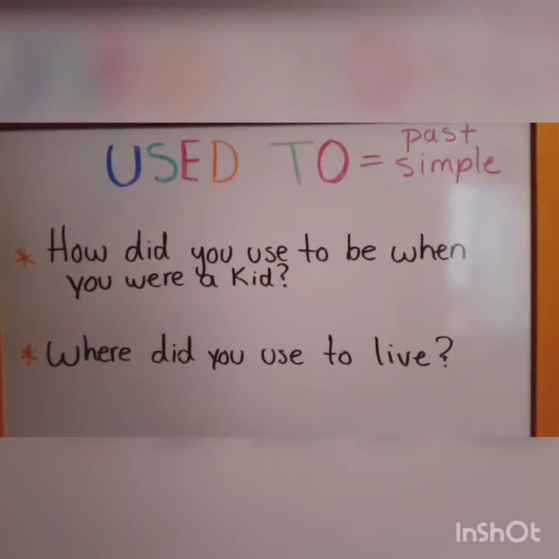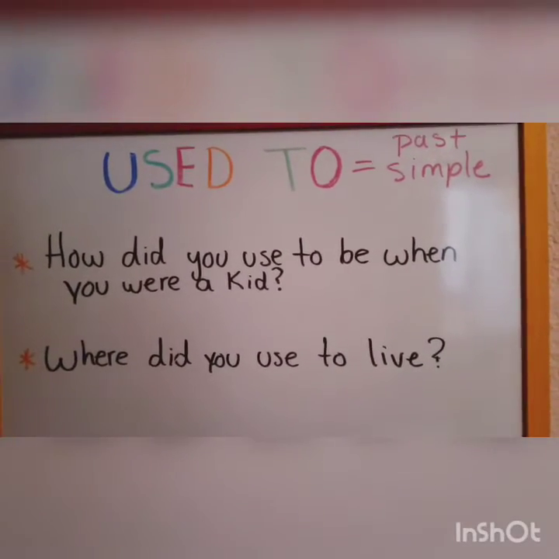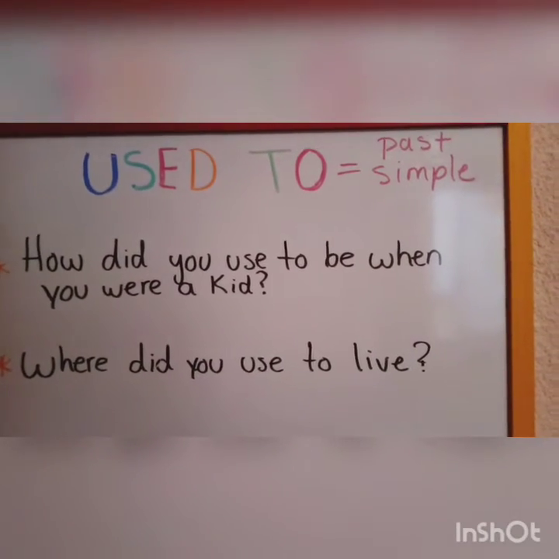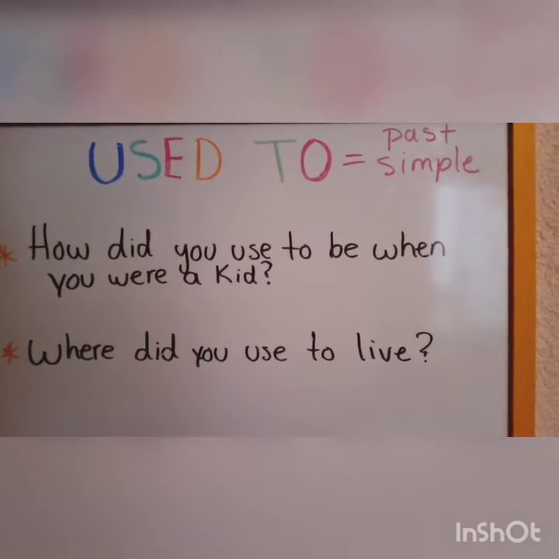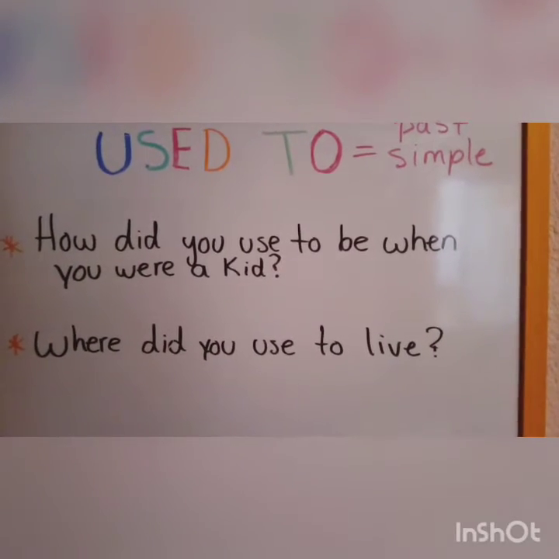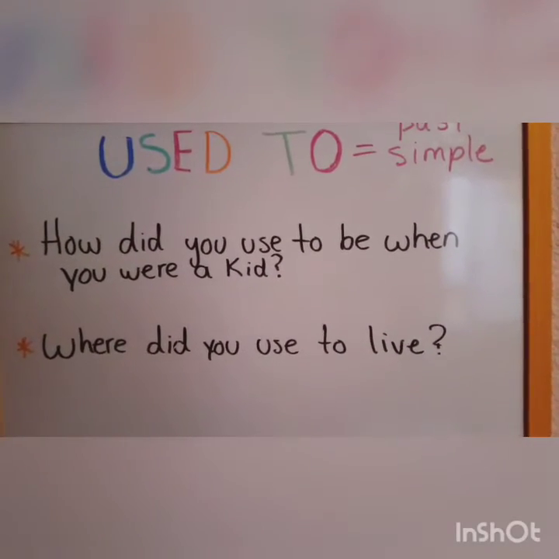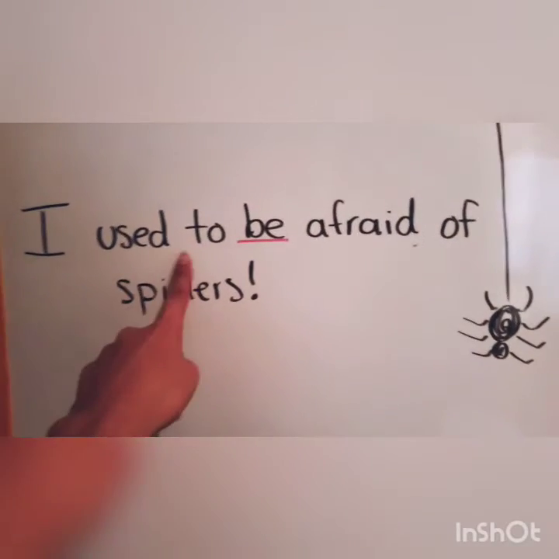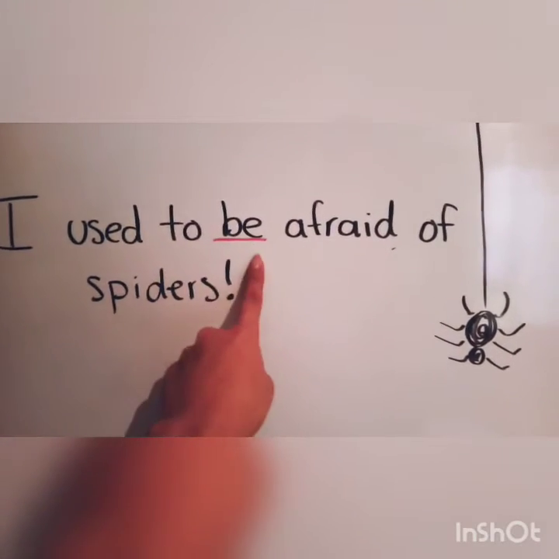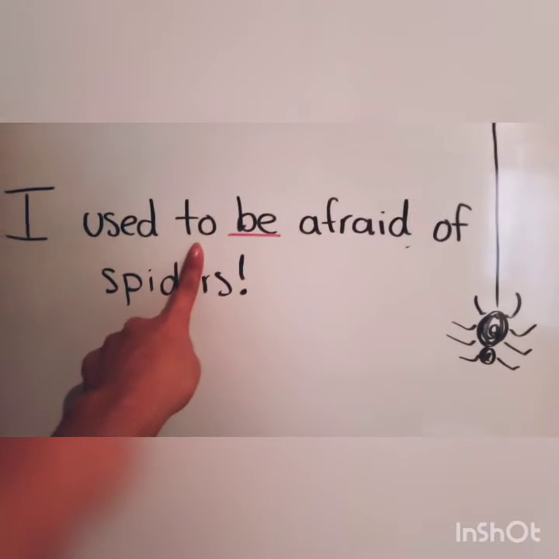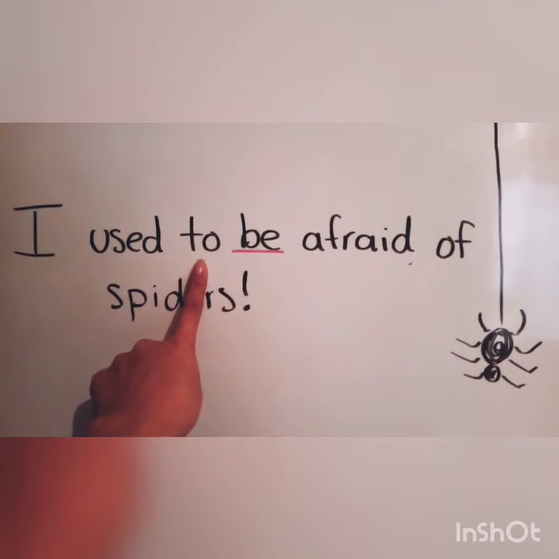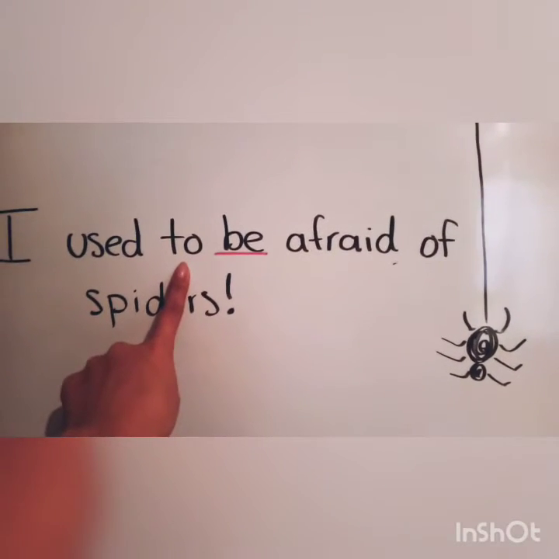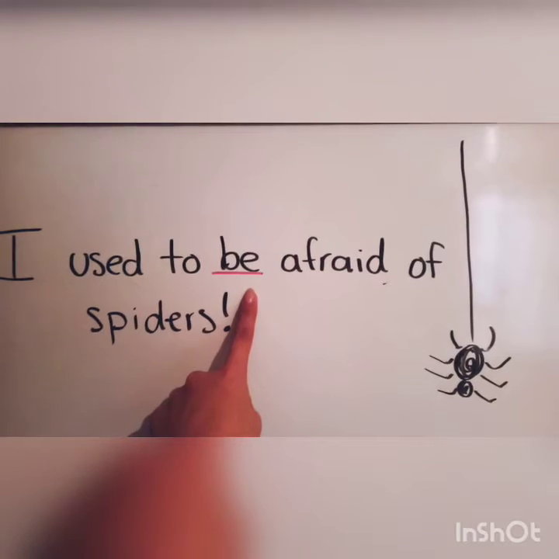It's important to say that we use used to for things that are not happening right now. For example, if I say, where did you used to live? I used to live in California. That means that today, in the present, you don't live in California anymore. Also, after using used to, the verb will always be in its base form. So I don't say I used to was, I used to being, I used to have been. No, never. The verb always has to be in its base.